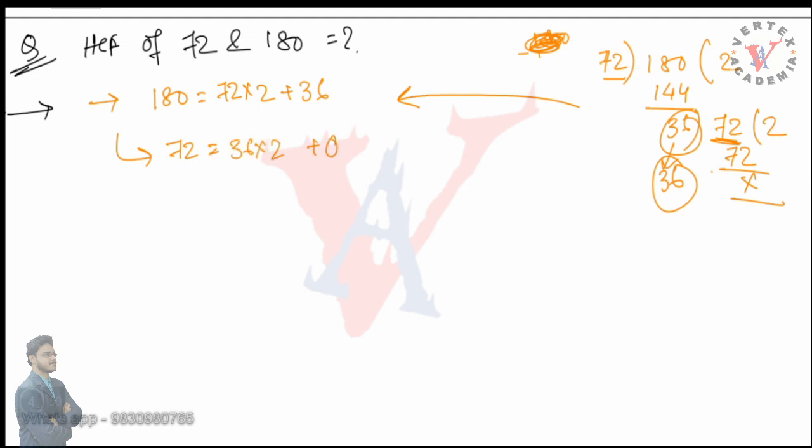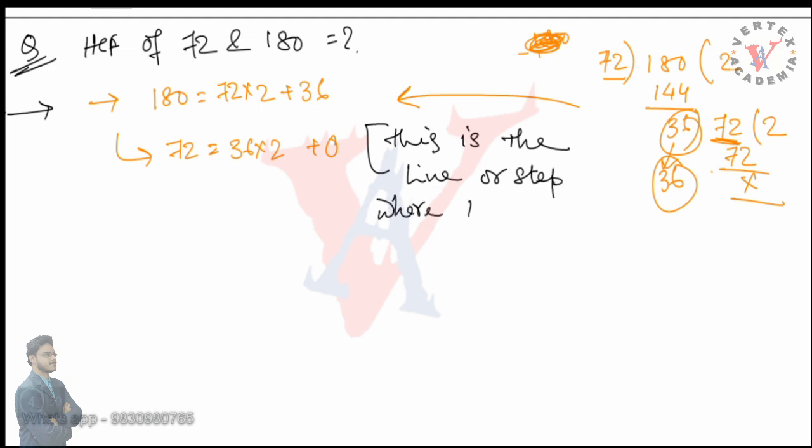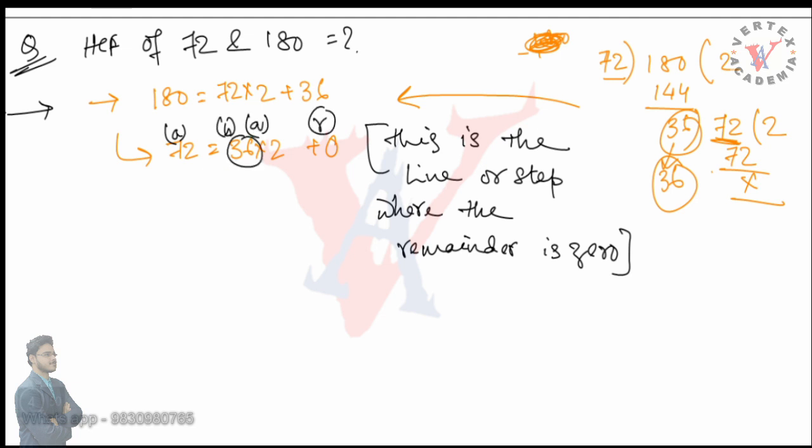And what I have said, this is the line or step where the remainder is 0. So in this step, the divisor or the B term, this is A equals to BQ plus R, the B term gives the HCF. So HCF equals to 36. If you can get clear on these things, that we are just writing the steps of the HCF in a linear way, you are done through it.